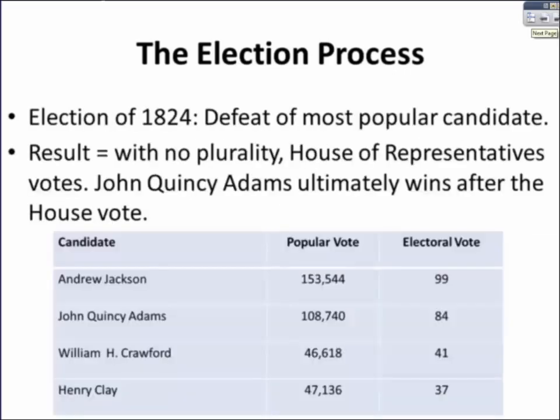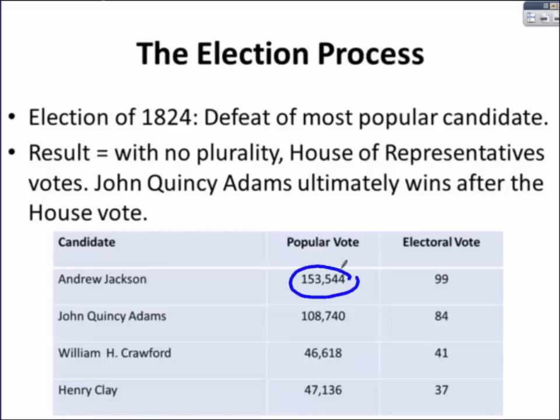Another election was the election of 1824. It was the defeat of the more popular candidate. The result was that with no plurality, the House of Representatives voted. John Quincy Adams ultimately won the election, even though Andrew Jackson was the more popular candidate.